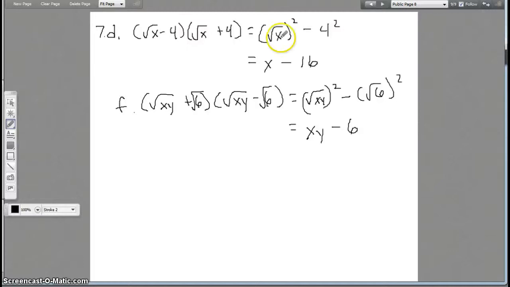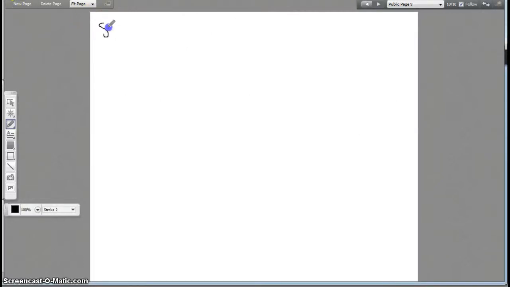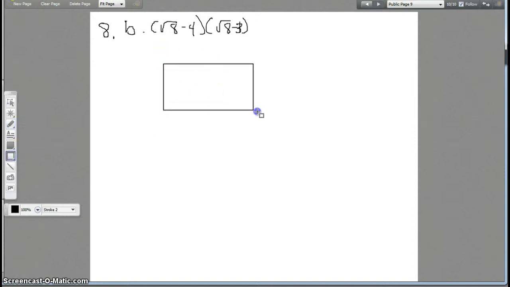One last problem. Let's look at number 8. Number 8 says multiply and simplify. So let's look at part B. We have square root 8 minus 4 times square root 8 minus 3. Okay, there's several different ways we could look at this. So first thing I'm going to do is I'm just going to multiply these out using a grid. So let me draw the grid and put in our crossing lines.